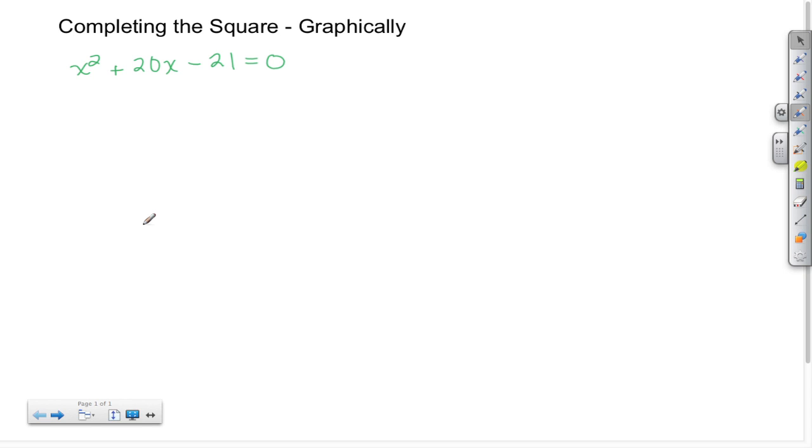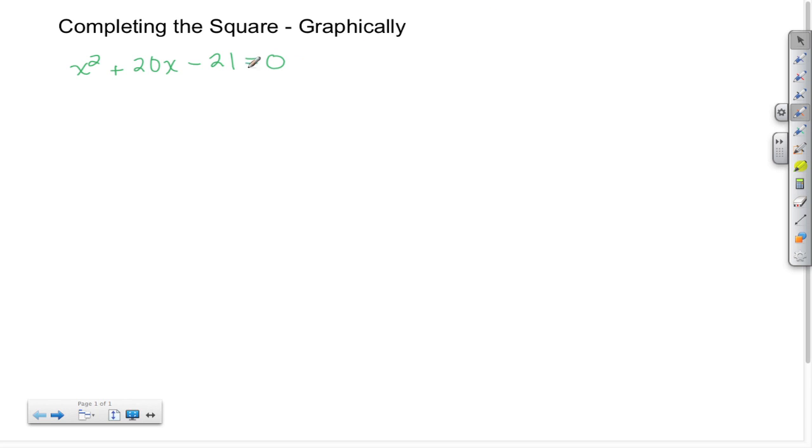In today's video, we're going to use the completing the square method to solve this quadratic equation. The twist is that we're going to do this graphically. And actually, I'm going to do it both abstractly using the numbers, but also showing you a picture to try to make more sense of the completing the square method.